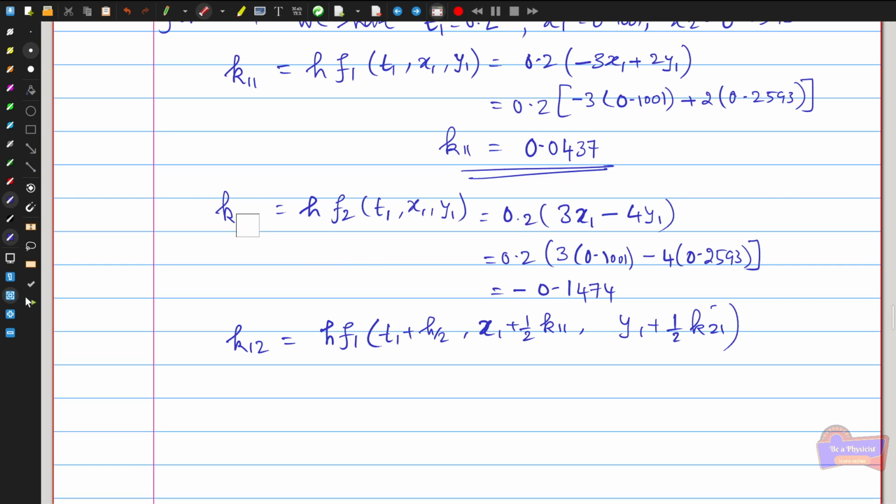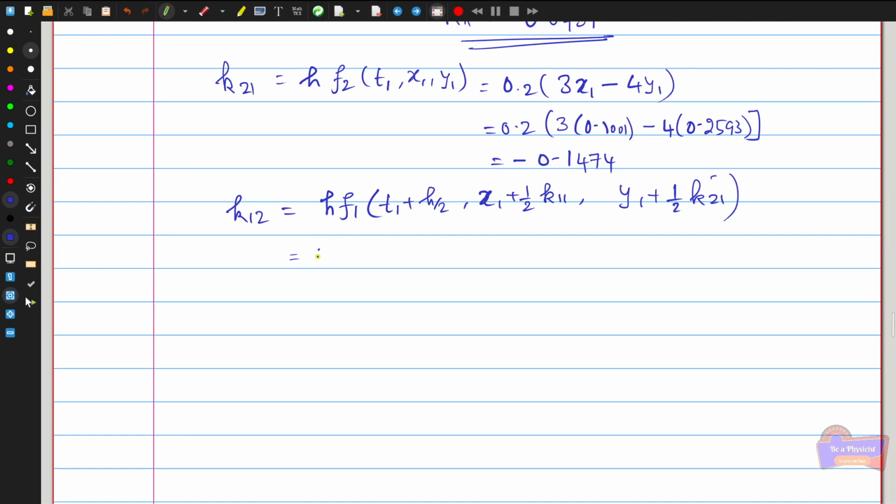Sorry, here this is actually k21 and this is k12. So that's why I can just substitute this value here. So I can substitute the values 0.2, f1 of 0.3. Suppose you substitute the values of t1, x1, k11 and y1, k21 and calculate the final values, which will be equal to 0.3 comma 0.1220 comma 0.1856. So these are all the t, x and y values.